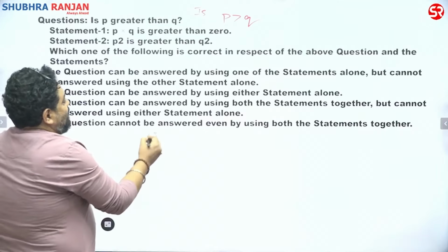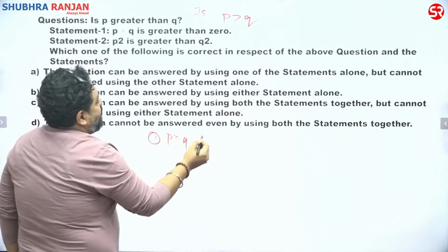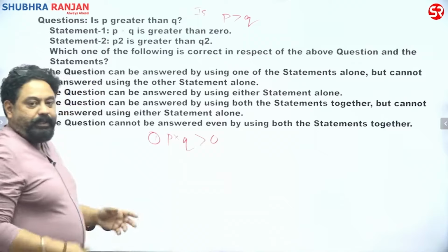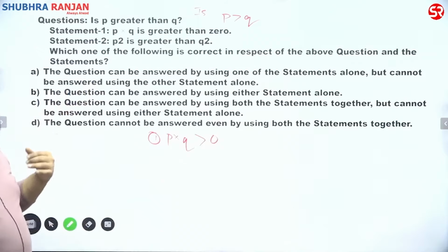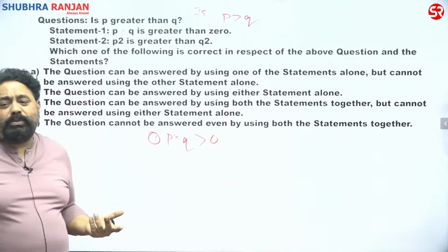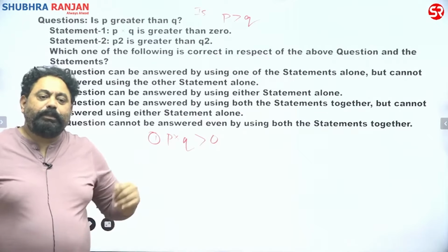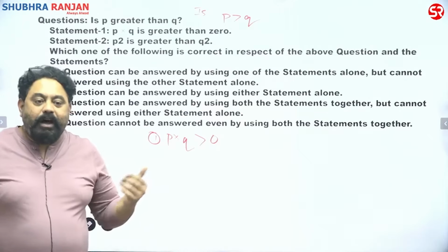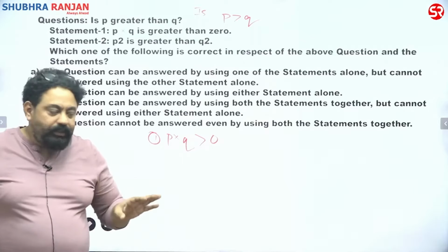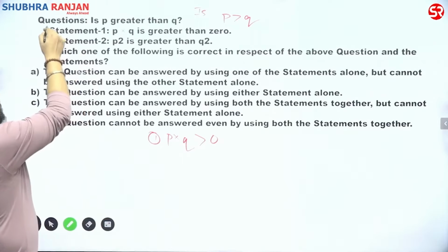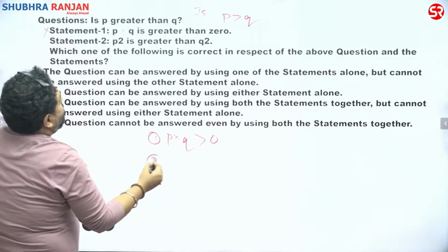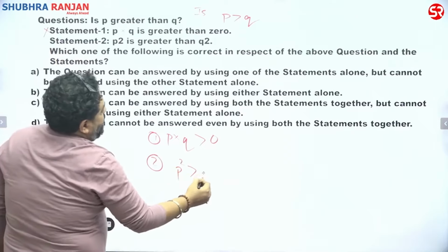Statement one: P into Q is greater than zero. So P into Q is positive, but that won't give a relationship between P and Q. If P into Q is positive, it means P is positive, Q is positive, or P is negative, Q is negative, but I don't know the relation between them. So the first statement is not giving you the answer. Second, P square is greater than Q square.